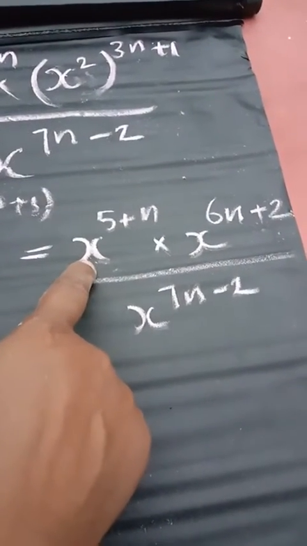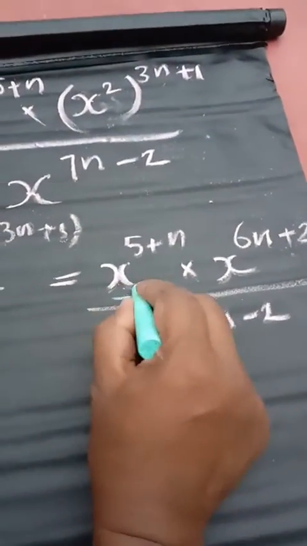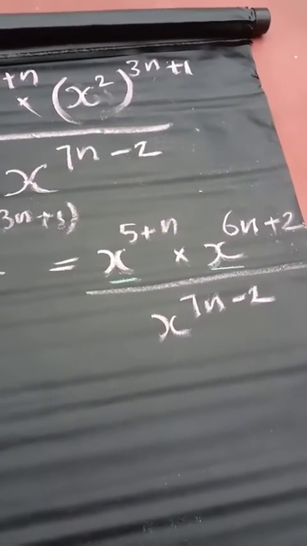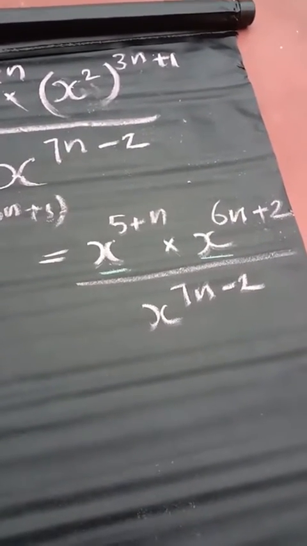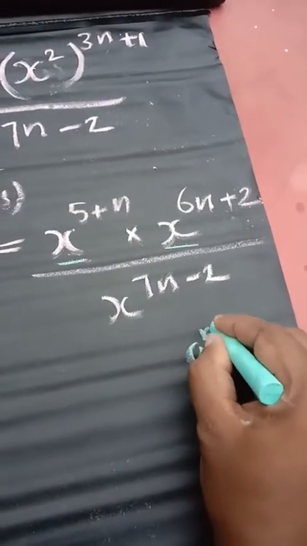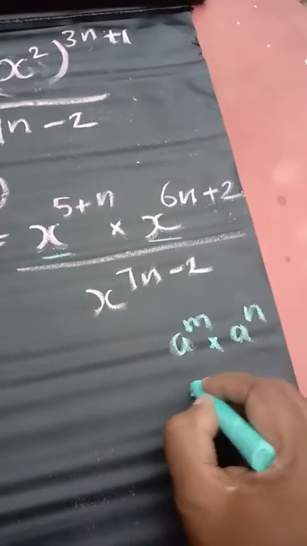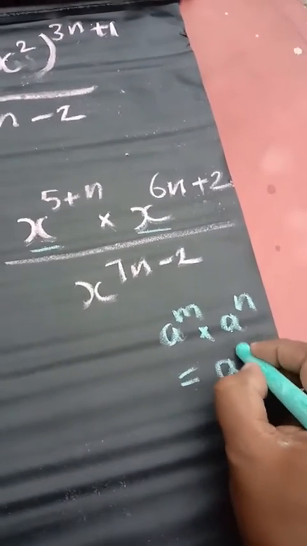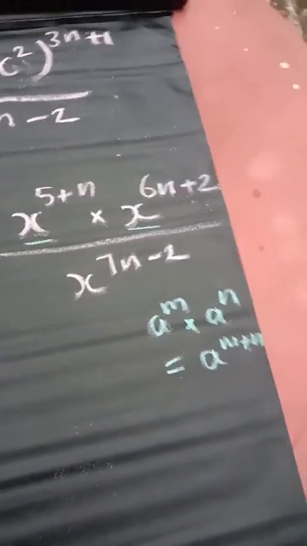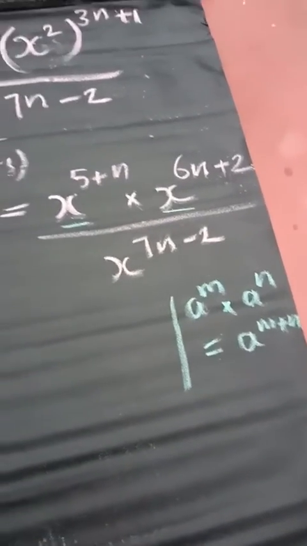Now look here. Here the same base, x, here also x. The bases are same, so we can add the powers. This is in the form a raised to m into a raised to n, which is equal to a raised to m plus n.